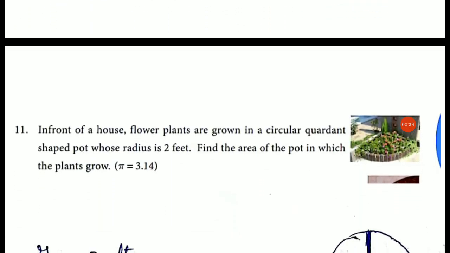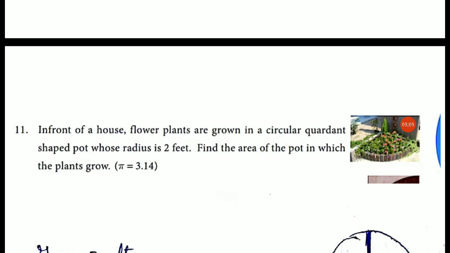Now, shall we move on to the next one? Now, the 11th one. Read this. In front of a house, flower plants are grown in a circular quadrant shaped pot whose radius is 2 feet. Find the area of the pot in which the plants grow. Now look at this picture given. There are flower plants in front of a house and it is in the shape of a quadrant. Quadrant means what is the value? 90 degrees. And then what are they asking you now? The radius is given as 2 feet and area of the pot in which the plant grows. That is what we are going to find out.